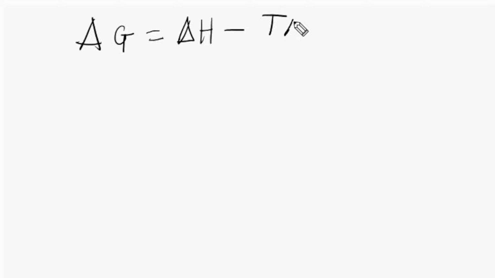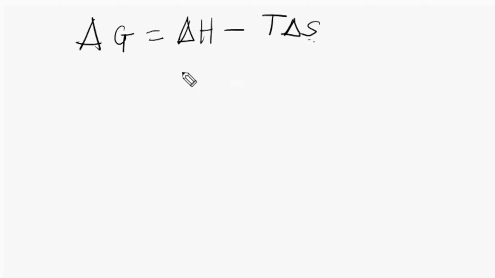So let's consider the equation that we'll always have for this. Delta G will be delta H minus T times delta S, where delta G is the free energy, delta H is the enthalpy change, and delta S is the entropy change, and then T here is the temperature.